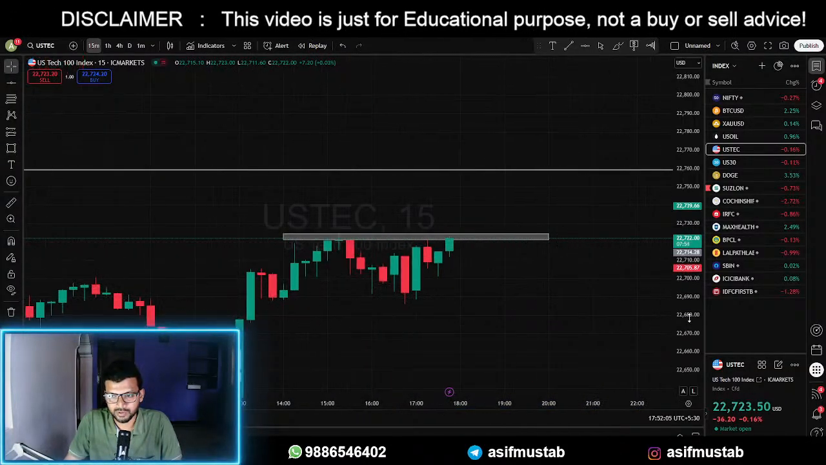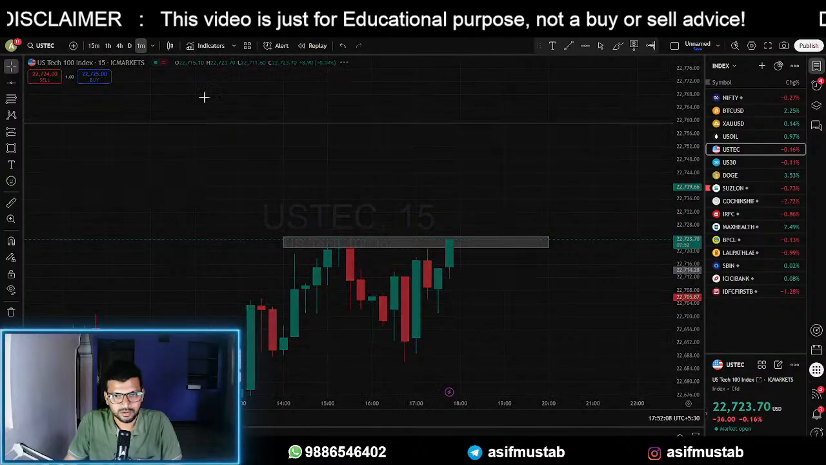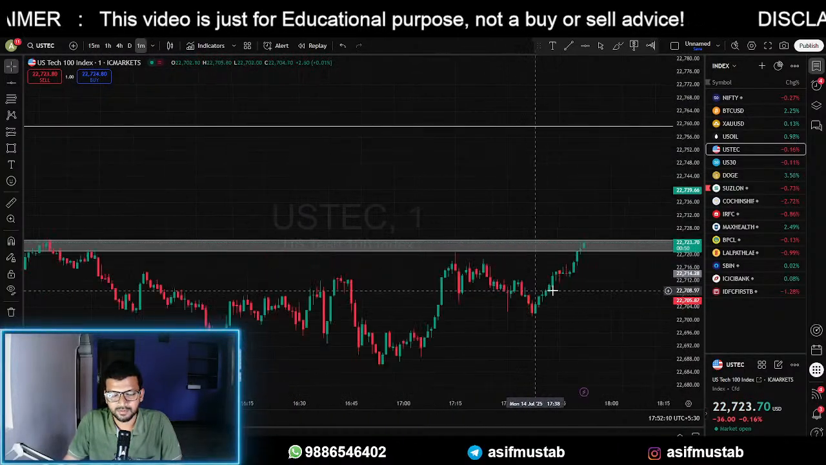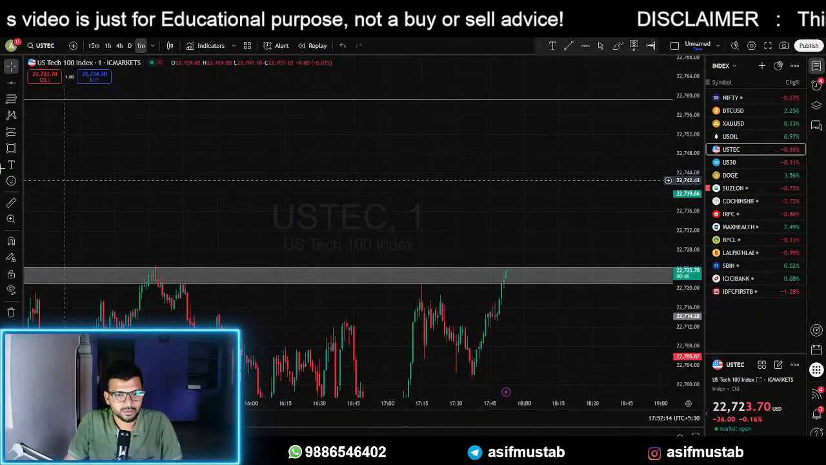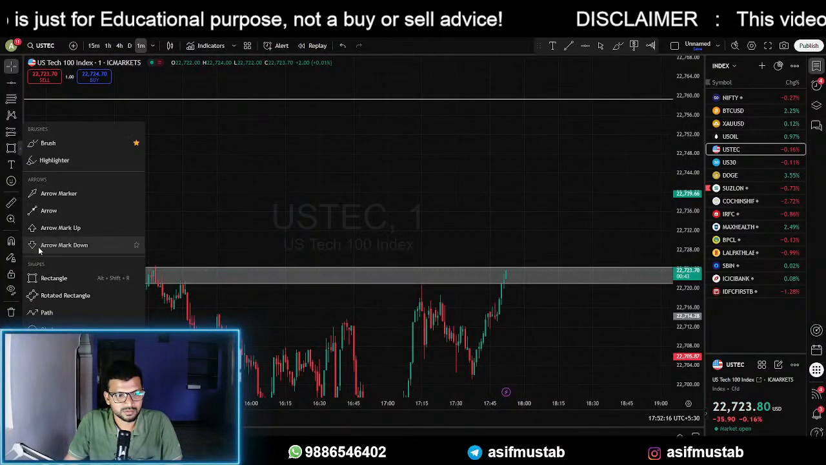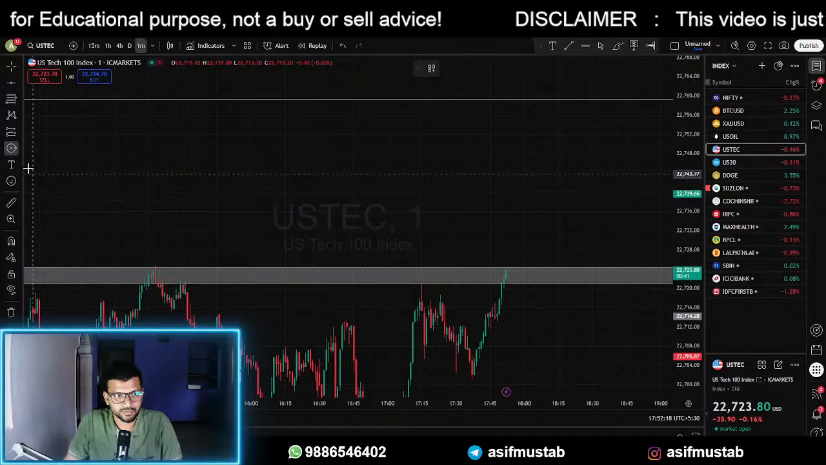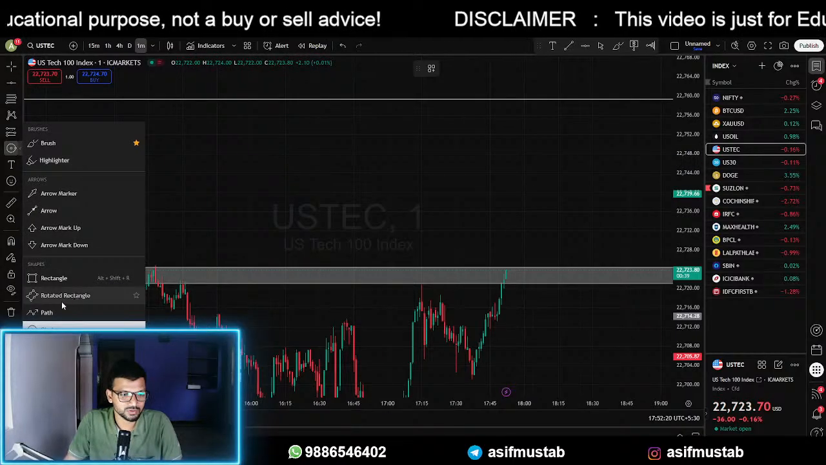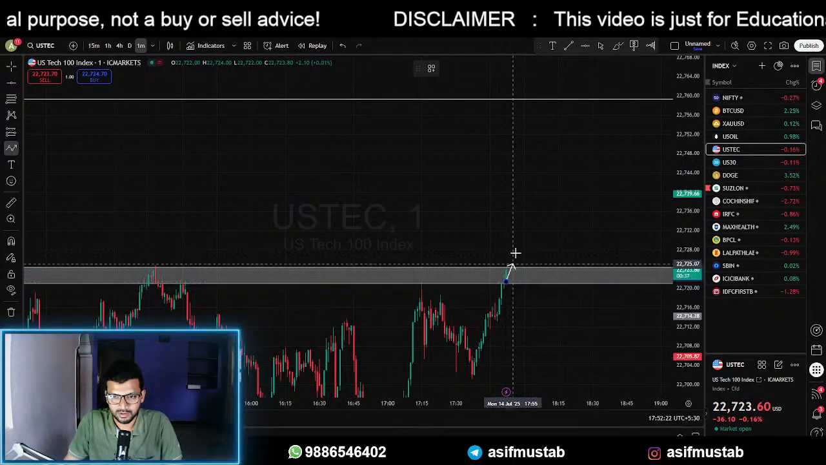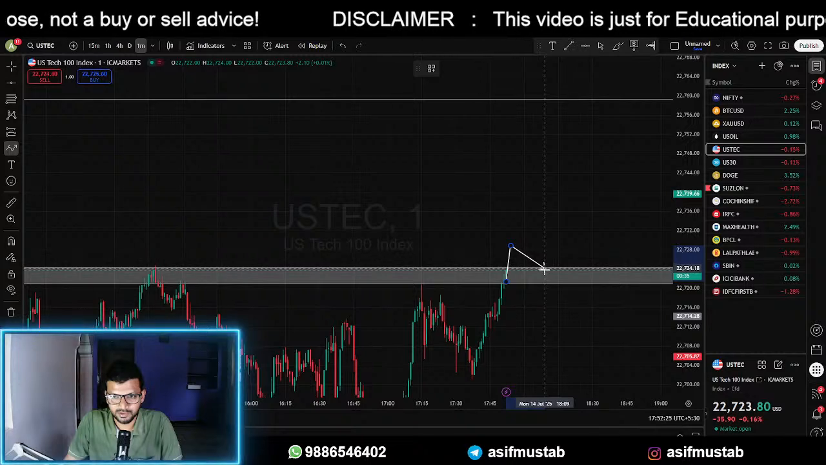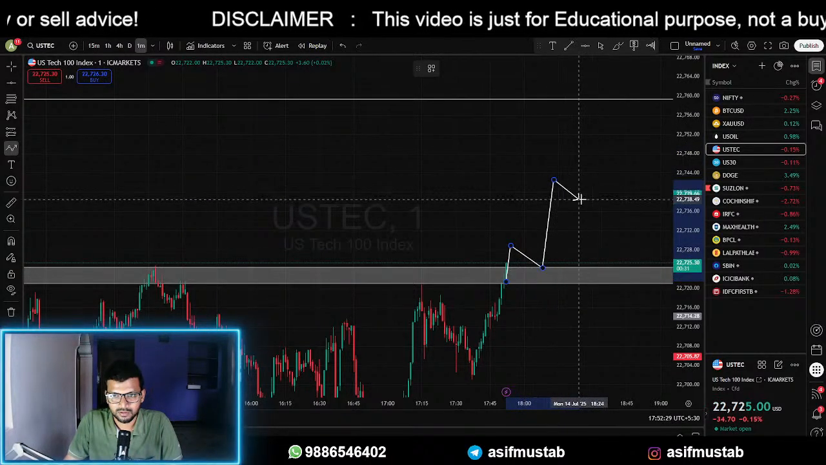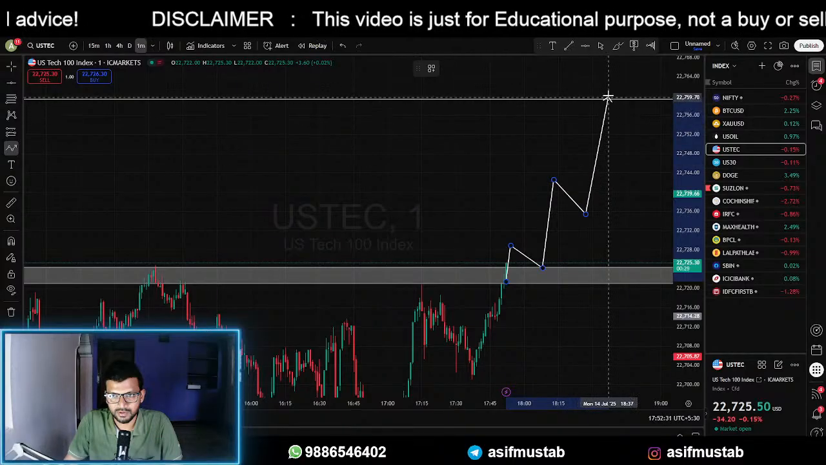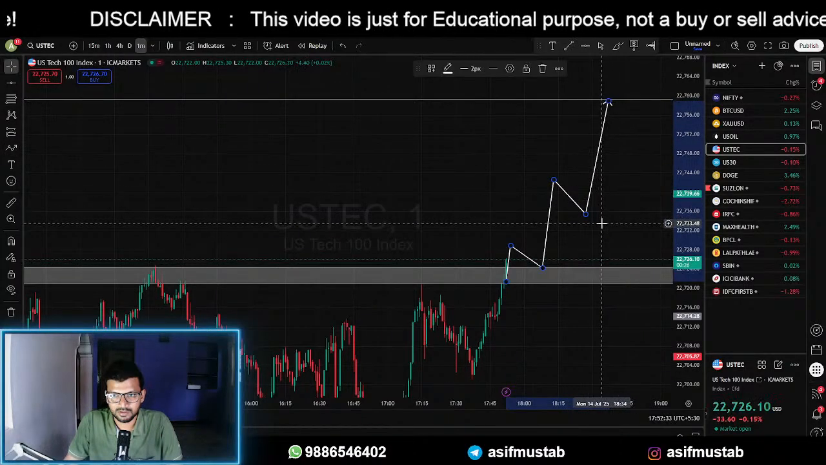So what we do is, after the retest, we'll make an entry. Okay, it has to break and take a retest, then only we'll make entry. Without retest, we'll not enter into this trade. Let this break, and let it come back here, then we enter. Then we can take this target.